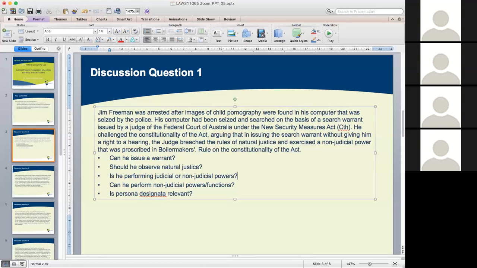But I'm hoping to spend a bit more time focusing on the IRAC format as well, and helping you think like lawyers, because we can have a way of assessing an answer by providing multiple choice questions, and then you'd say this is the correct answer, but it's not going to help you much. What needs to happen is for you to figure out how to articulate and identify what the legal issue is in a case problem such as this. So, are we happy with that?